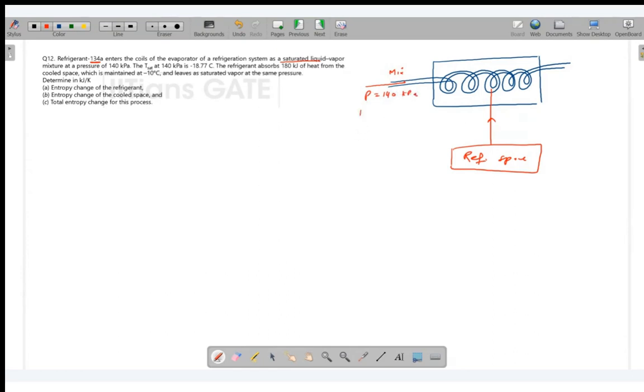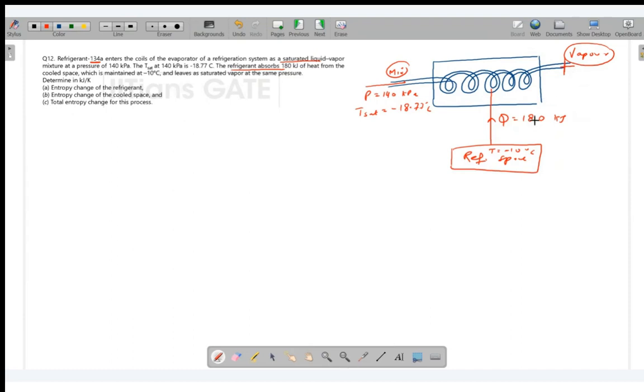The saturation temperature is -18.77 degrees Celsius. Now the refrigerant absorbs 180 kilojoule of heat from the cooled space, which is maintained at -10 degrees Celsius, and leaves as saturated vapor. So here it is a mixture, and here it is vapor, saturated vapor, at the same pressure.